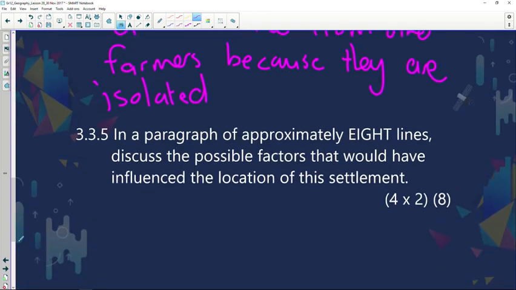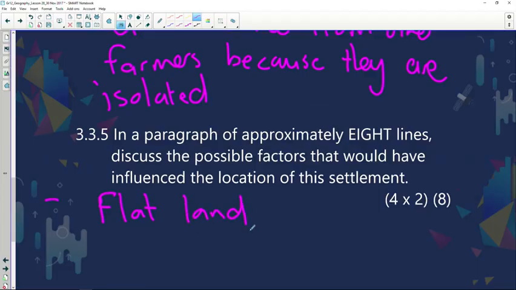Okay. In a paragraph of roughly 8 lines, discuss the possible factors that will have influenced the location of the settlement. Now, when we discussed our theory bit, we look at the site of the settlement, and site plays a vital role. Why did people choose to settle at that exact location? So we look at site and situation.